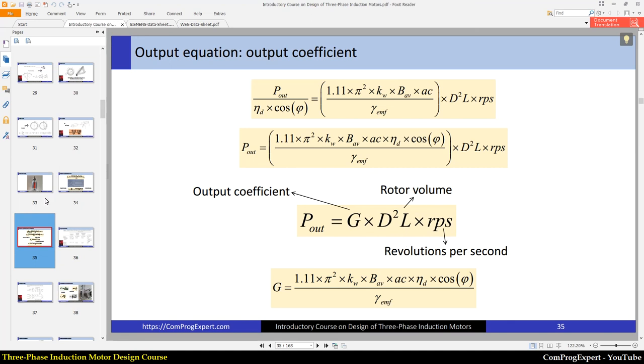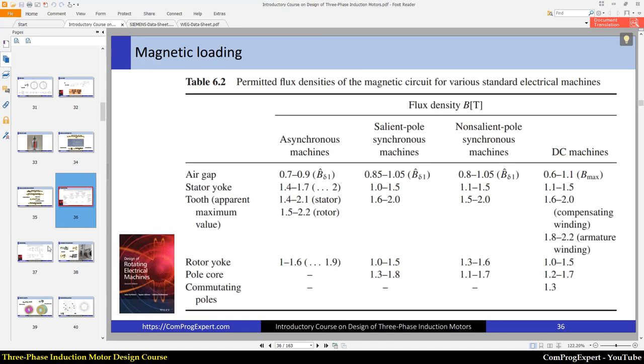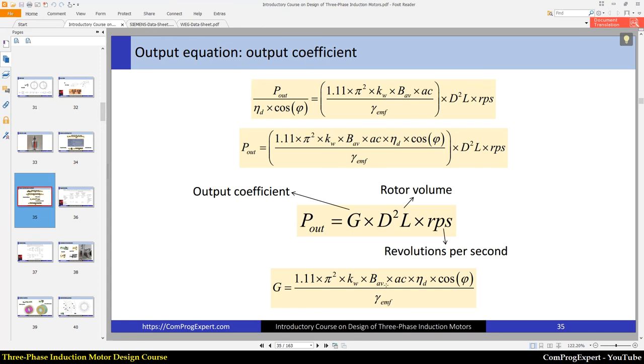So let's pause here. And in the next video, I will explain some rules for setting the value of magnetic loading and electric loading, and then we will continue calculation of the main dimensions of the motor.